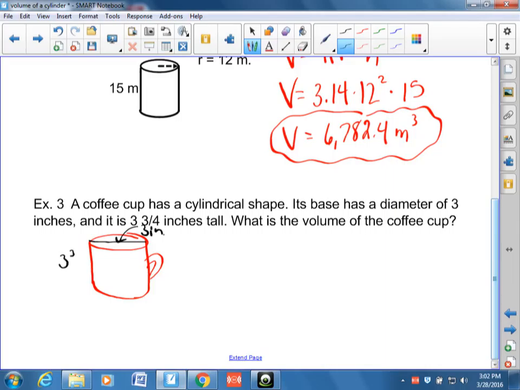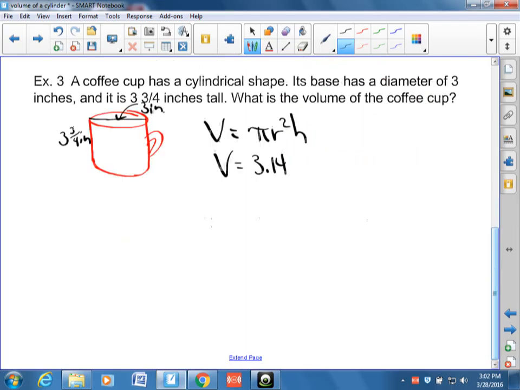It's 3 3/4 inches tall. So when we fill out our formula, pi r squared h, instead of using the 3 inches, we have to find the radius. We know that if the diameter is 3, we'll cut that in half. So that means our radius is 1.5 inches. And then we can use 3.75.